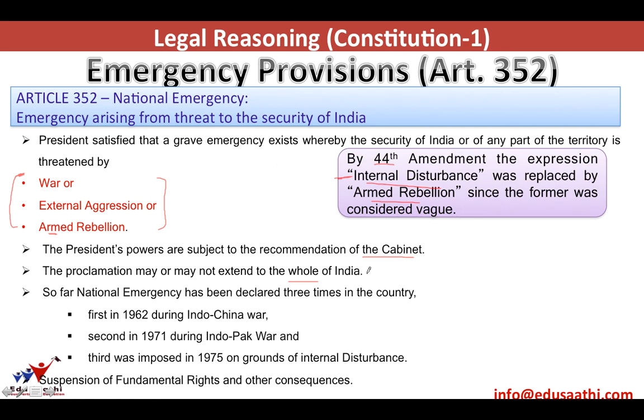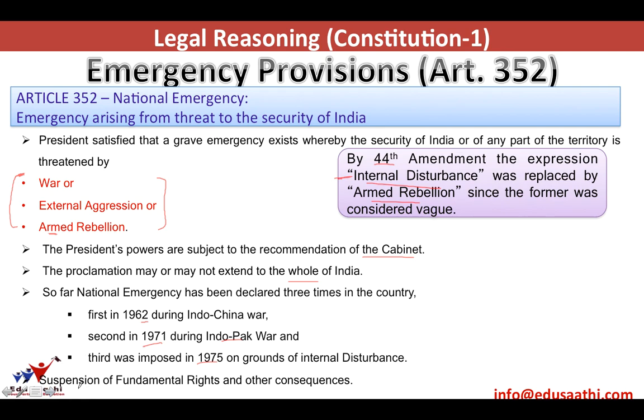So far, national emergency has been declared thrice. First in 1962 during the Indo-China War. Second in 1971 during the Indo-Pak War. Third was imposed in 1975 on the grounds of internal disturbance.